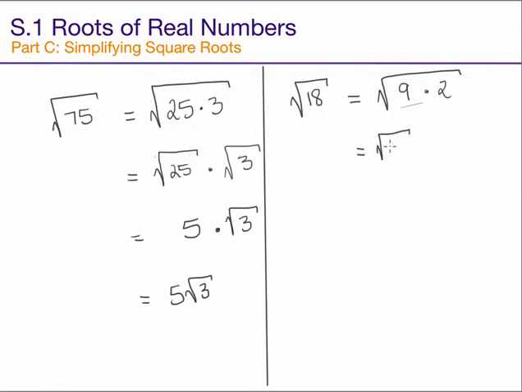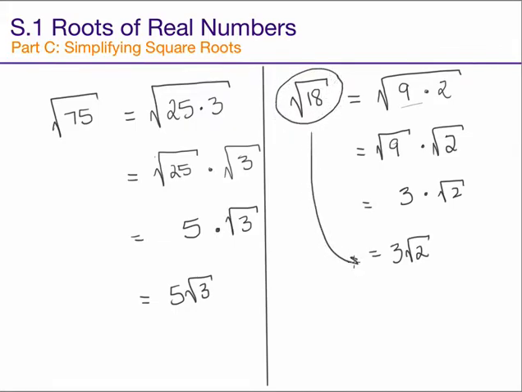Split up your square root into the product of 2 square roots. Rewrite your product by evaluating the first square root. And finally, tidy up your answer. You don't need the dot. The square root of 18 can be simplified: 3 roots of 2, or 3 root 2.